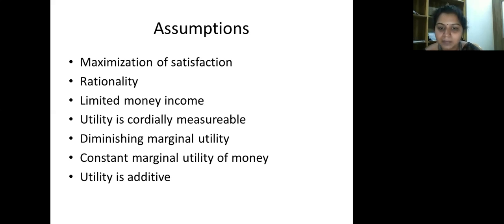Okay, so diminishing marginal utility, constant marginal utility of money. This concept is very important in the assumptions of utility analysis, because one question is there, and at that time you can answer it if you understood this concept. What is constant marginal utility? Why do you have to assume it? In utility analysis, what you are studying is based on the satisfaction level the consumer gets from consuming the product.